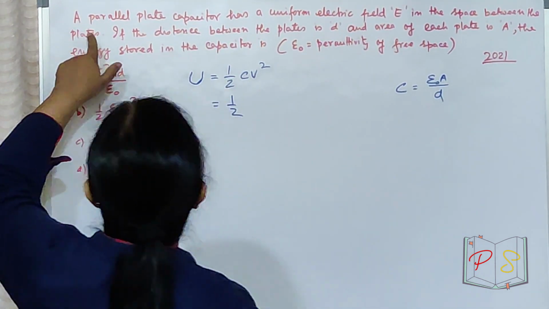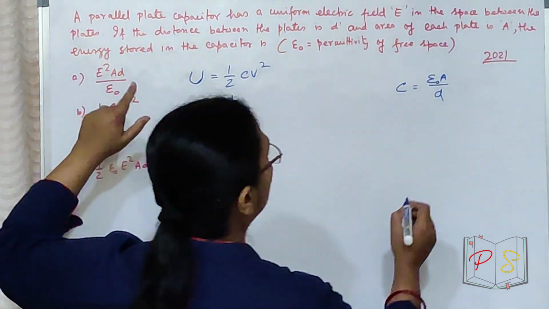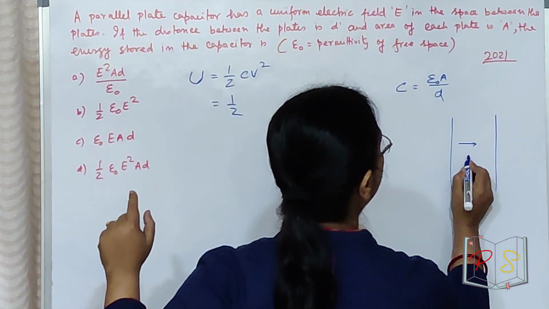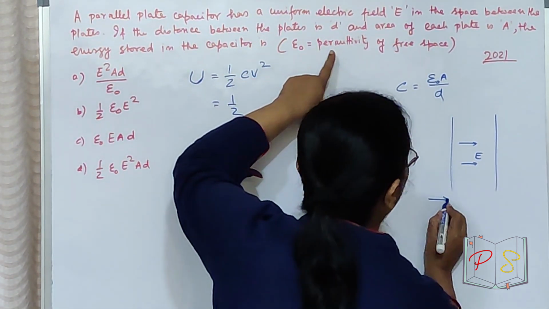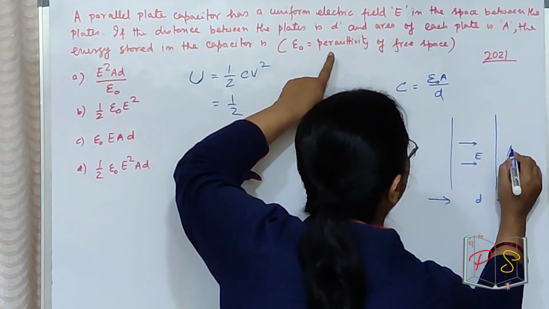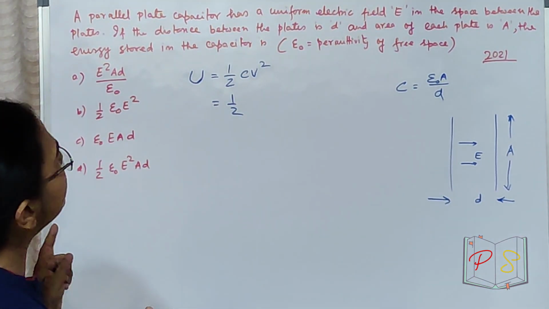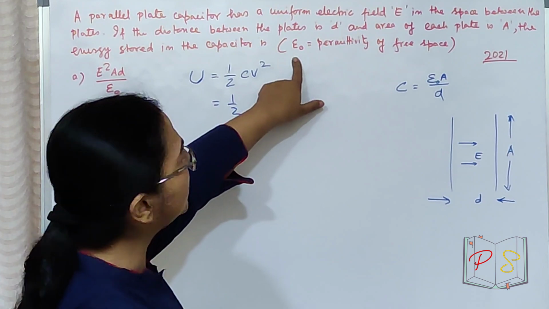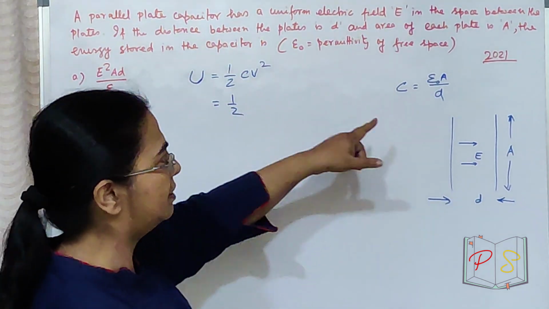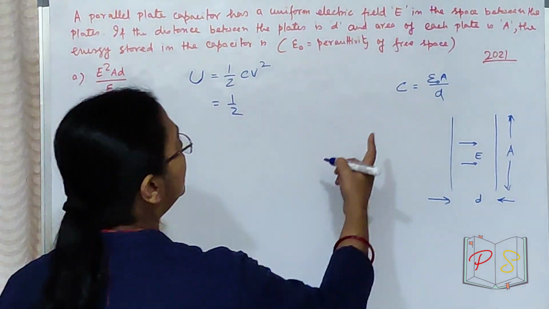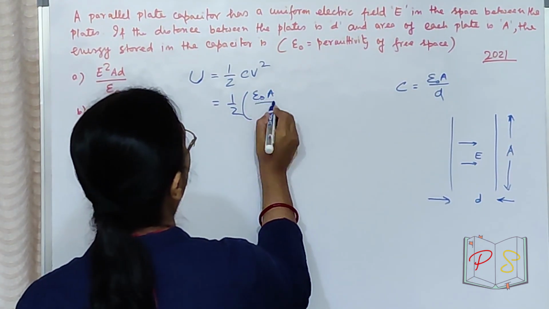Parallel plate capacitor, uniform electric field E in the space between the plates. So, I have two plates here. The electric field is E. Distance between them is D and this area is A. This is all they have said. They have not said about any other medium. Epsilon naught for the free space they have given, and I believe it is free space within. So, C equal to epsilon naught A upon D. I put it here.